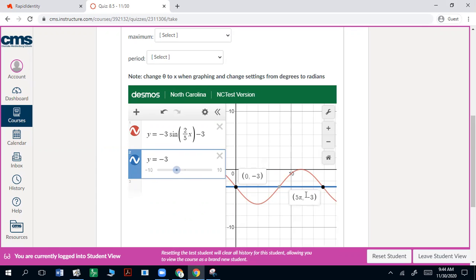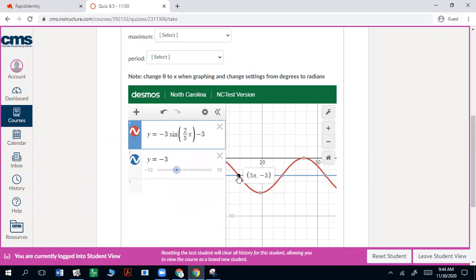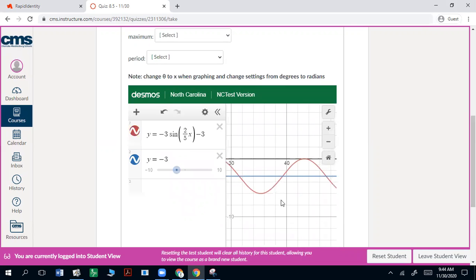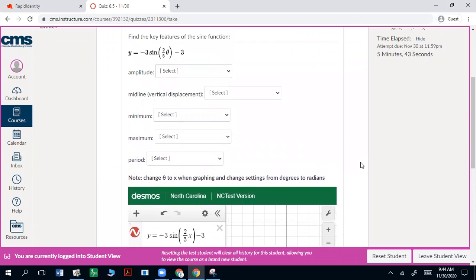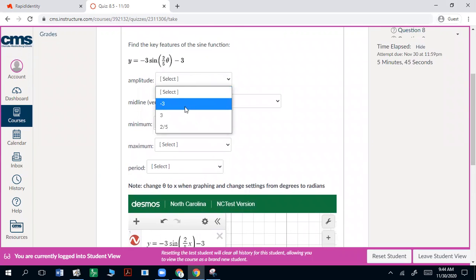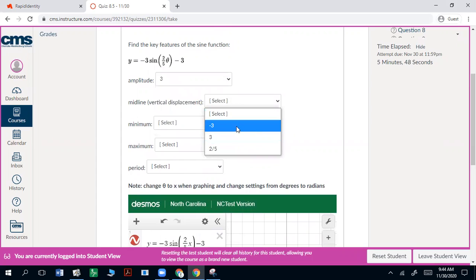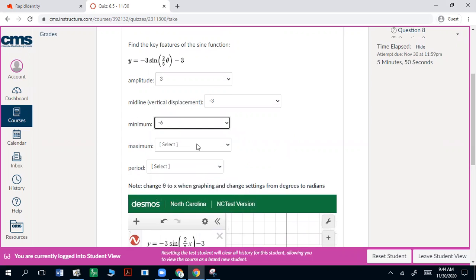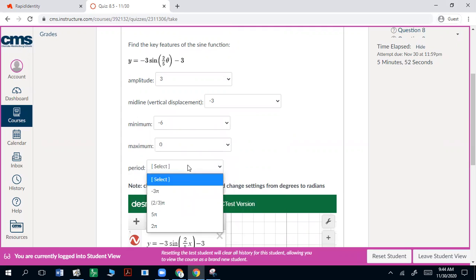Right there at 5 pi, starts over again. And if you keep going, goes down, up and down, 10 pi, another 5 pi. Down and up and down, 15 pi. So that period is 5 pi because at every 5 pi, it repeats itself. So you can get that from the graph too. So amplitude is 3, midline is -3, minimum is -6, maximum is 0, period is 5 pi.